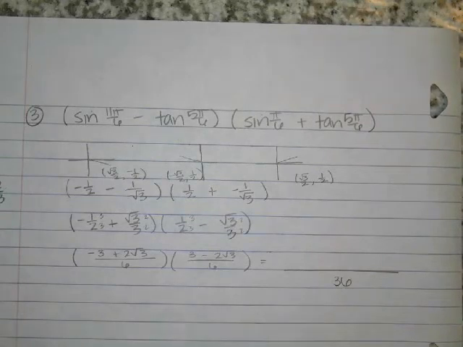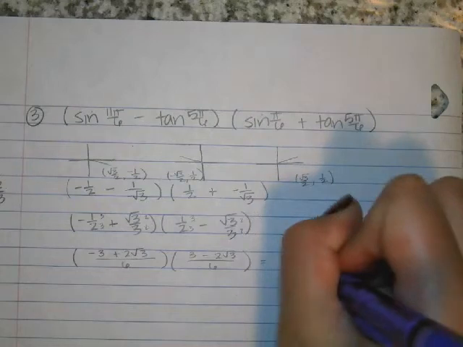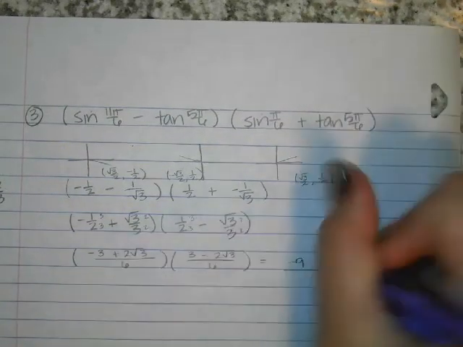Okay, now I can go ahead and multiply the top. So negative 3 times 3 is negative 9. Negative 3 times negative 2 root 3 is positive 6 root 3.